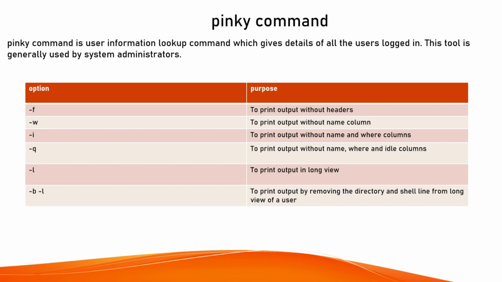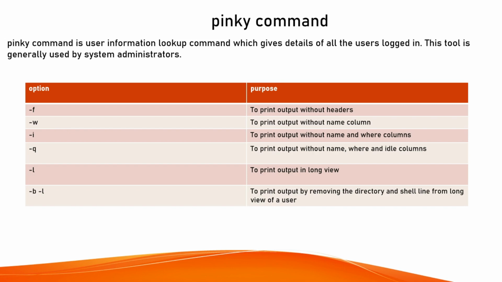So when you type pinky command on your terminal window, you get the headers and list of users logged into that terminal. But when you type pinky -f, it basically prints the output without headers. We will see that in our demo session. Moving to the next one, we have -w to print output without name column. -i, print output without name and where columns. -q, to print output without name, where and idle columns.